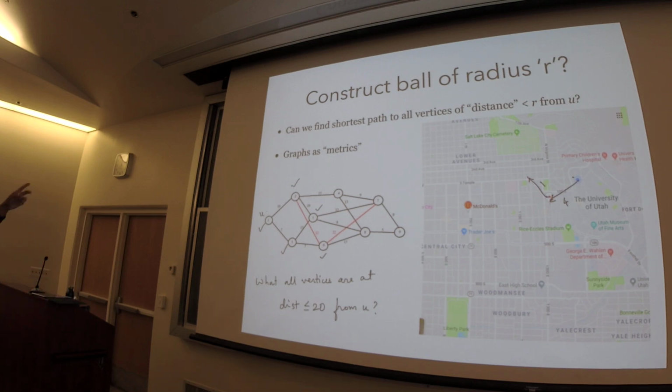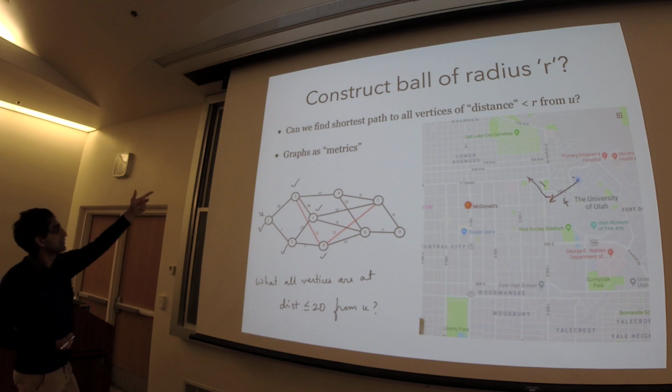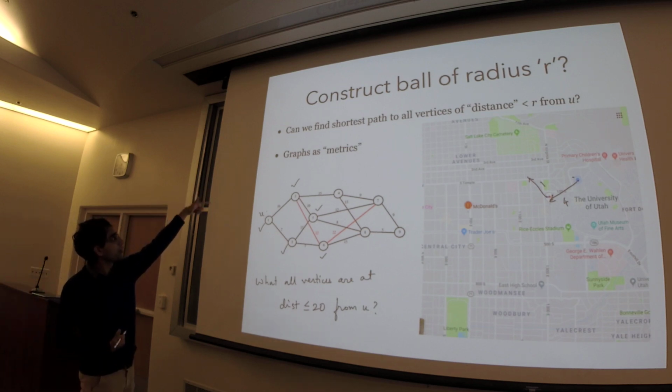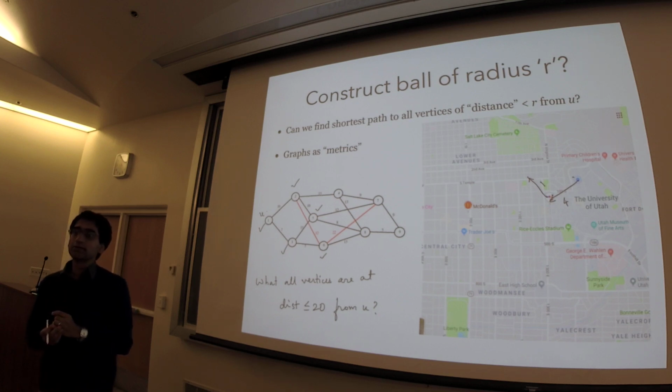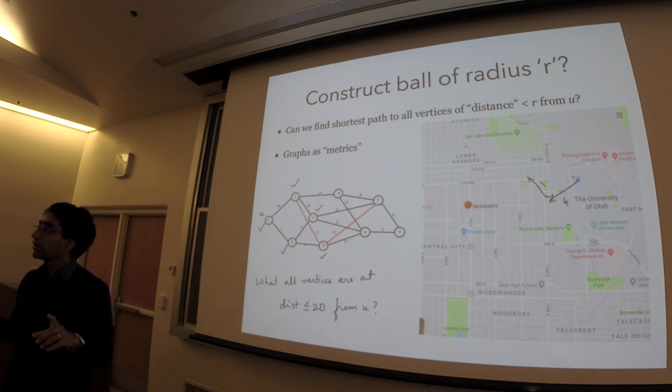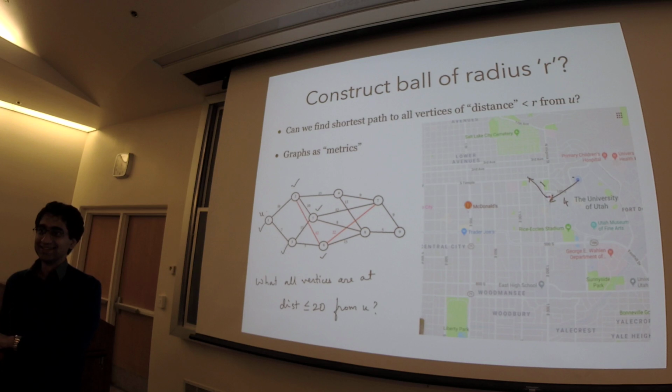Alright, and actually one thing that I would like to mention is that, so this is something very common. It is common to think of graphs as what are called metrics. How many of you have seen the word? I've not seen the word metric before. Oh, okay. So does that mean all of you have seen it, or none of you have seen it?